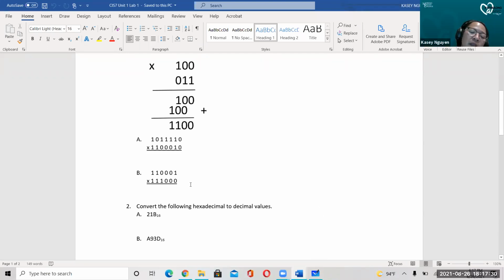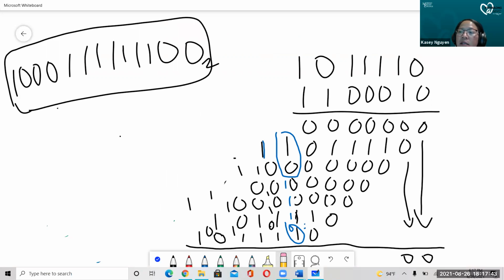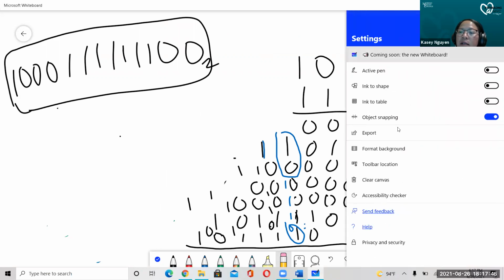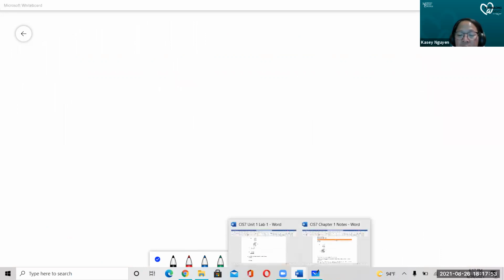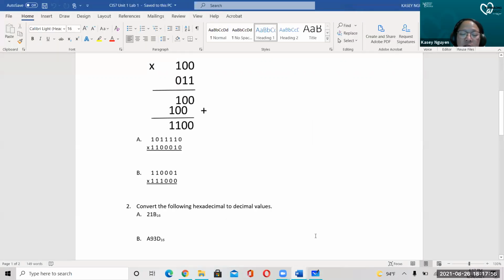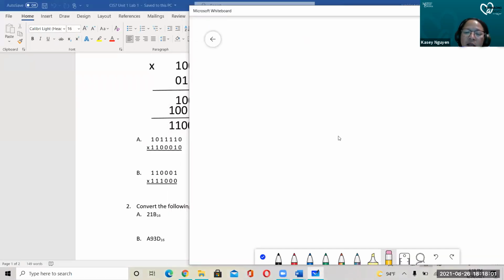All right, I'm going to do B, just because we don't have that many to do for the lab anyway. So let's do B. Let me clear this. This time I'm going to write a little smaller, so let's put the whiteboard next to it. We will do 1B.